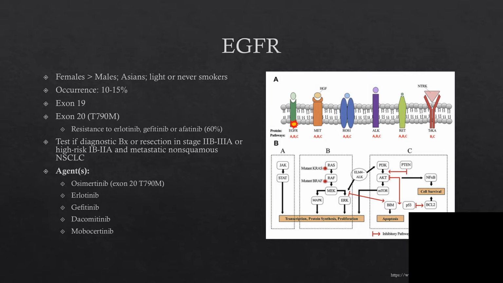And talking about the exon mutations, exon 19 and 20, specifically 20 having that T790M, and that propagates resistance to erlotinib, gefitinib, and afatinib. And that's a current rate of about 60% if they have that mutation. So we want a diagnostic biopsy or resection in stage 2B, or if they're a high risk 1B or 2A, and if they have metastatic non-squamous non-small cell lung cancer. And our agents, most commonly seen osimertinib, erlotinib, gefitinib, and then of course dacomitinib and mobocertinib.